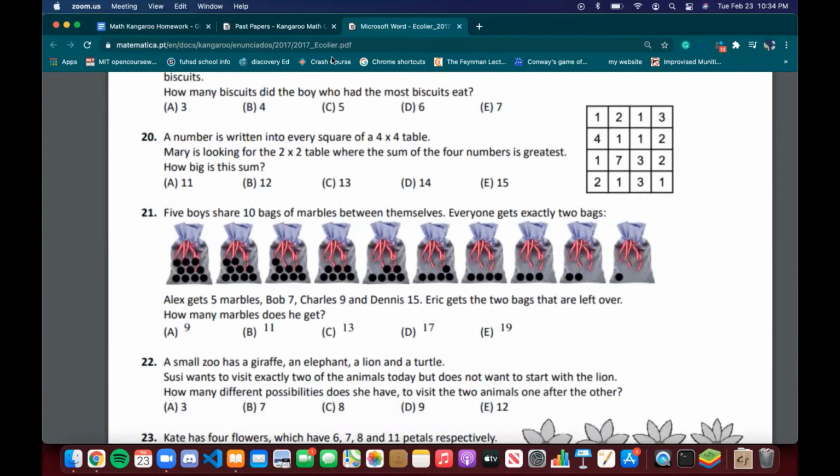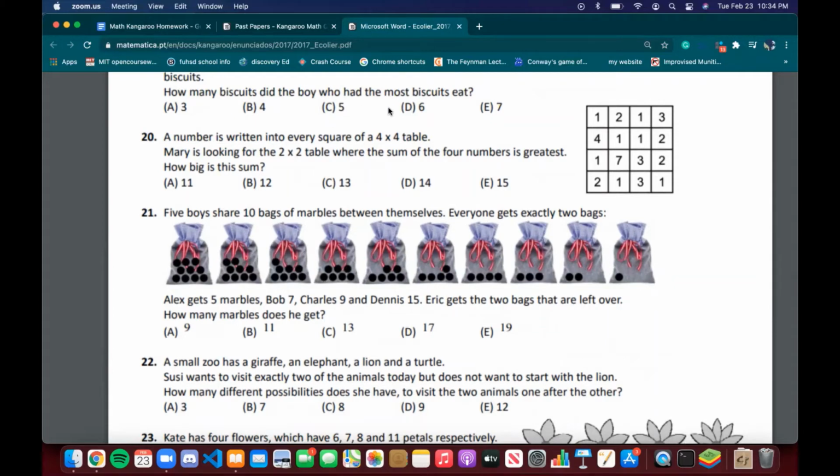Okay, so now we're on to problem 20. A number is written into every square of a 4x4 table. Mary is looking for the 2x2 table where the sum of the 4 numbers is greatest. How big is this sum? Okay, so we're looking for the greatest sum that is within a 2x2 table, or a 2x2 square, where there are 4 blocks and 2 on each side.